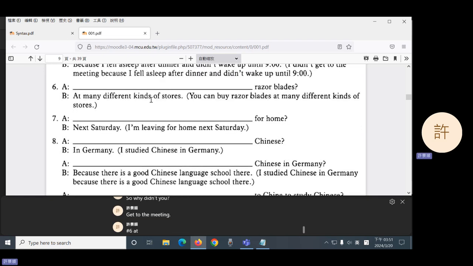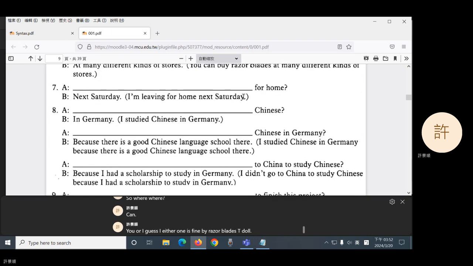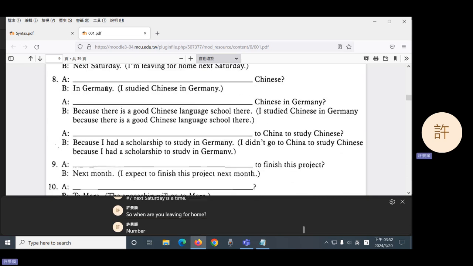Number six, at many different kinds of stores, this is a place. So where can you, or I guess I, either one is fine, buy razor blades? Number seven, next Saturday is a time. So when are you leaving for home? Number eight, in Germany is a place. Where, past tense, did you study Chinese?